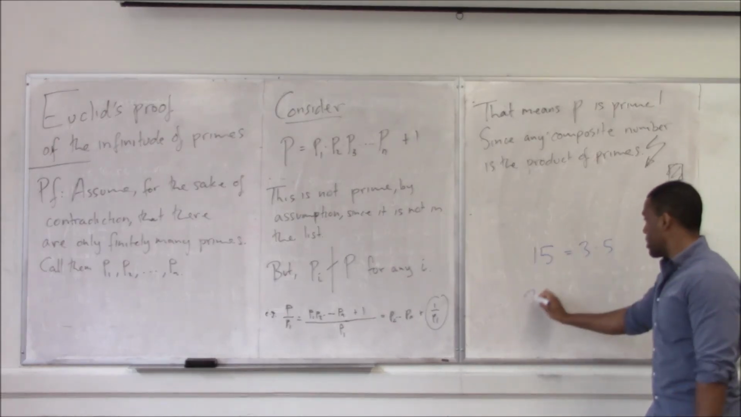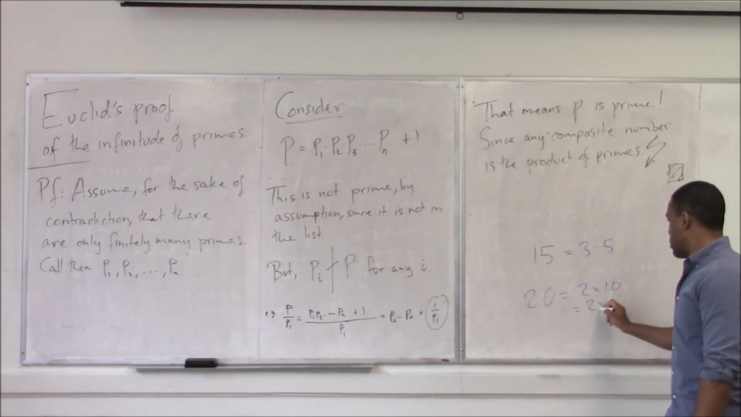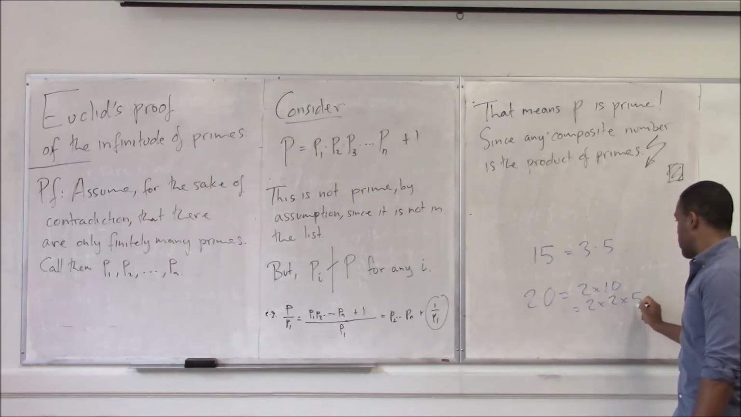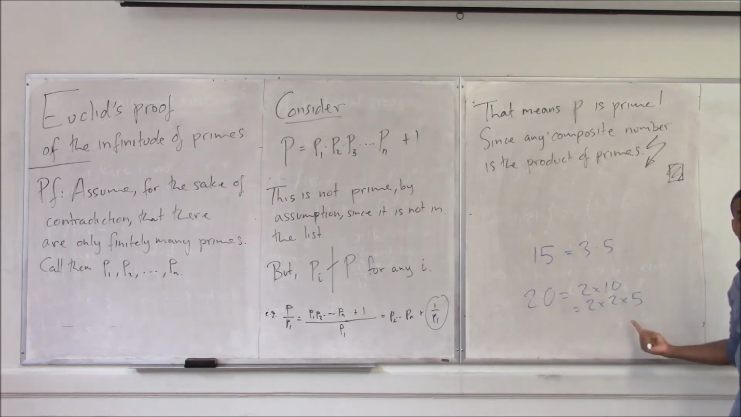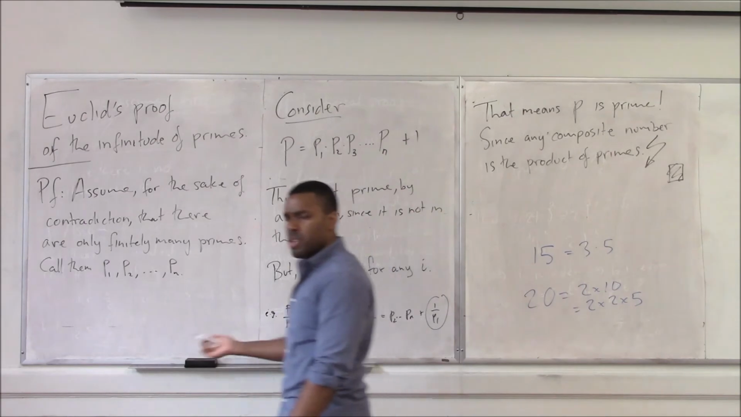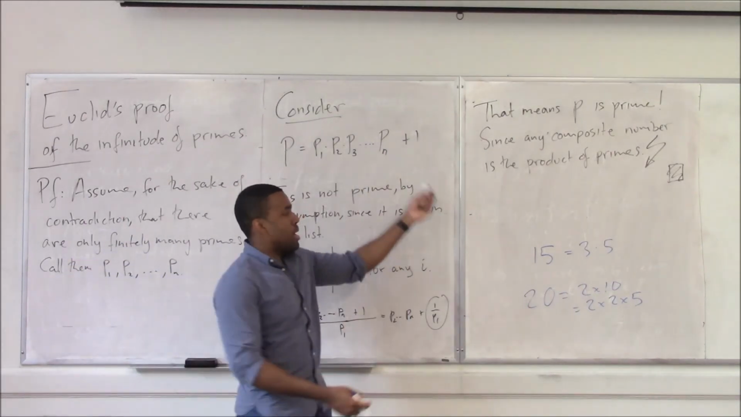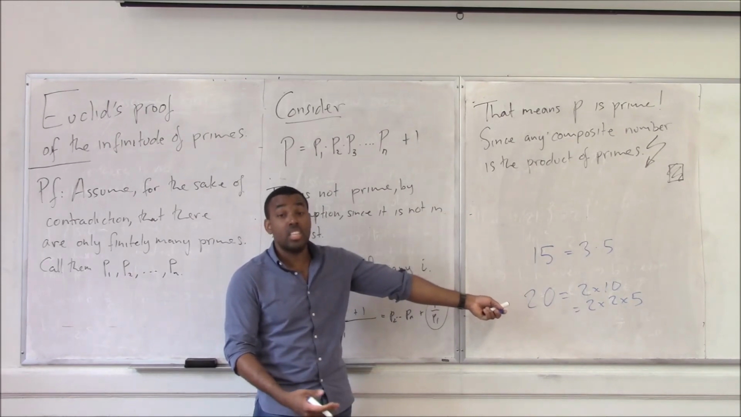Or you can pick 20. That's 2 times 10, which you know is 2 times 2 times 5. Right? Any number can be factored into primes. So that's a theorem. That's something we know. We didn't prove that in this class, but that's something you can prove. So anyone talking about primes would know how to characterize something that's not prime.